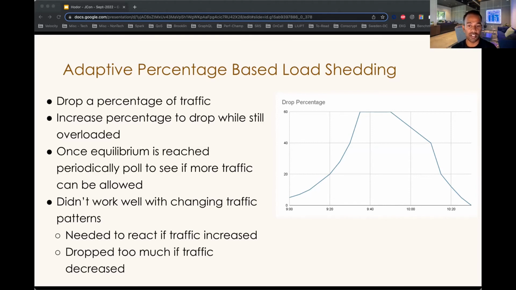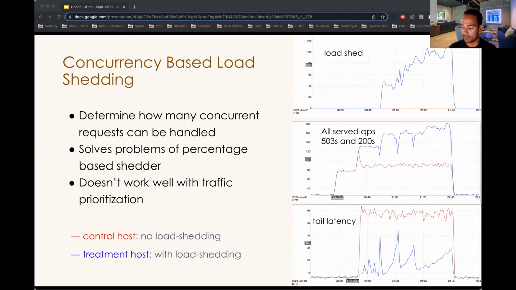During the testing of this shedder with various traffic patterns, we identified that the percentage-based shedder does not perform well when the incoming traffic is not stable. The equilibrium drop percentage identified by the shedder quickly becomes outdated as soon as the traffic conditions change. It ended up not dropping enough traffic when incoming QPS increases, and sometimes it ended up dropping too much traffic when the incoming QPS decreases. Now let's look into the next strategy we followed to mitigate this limitation.